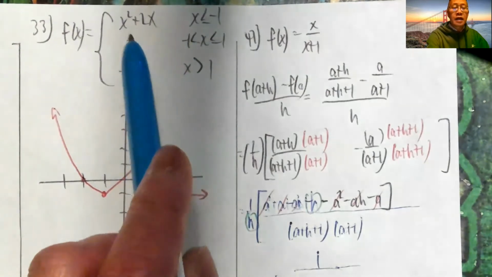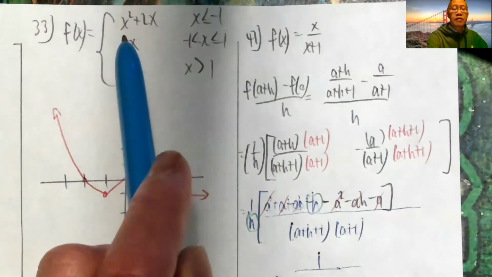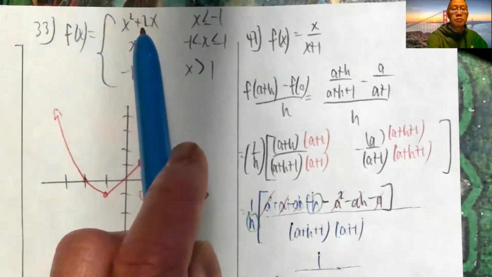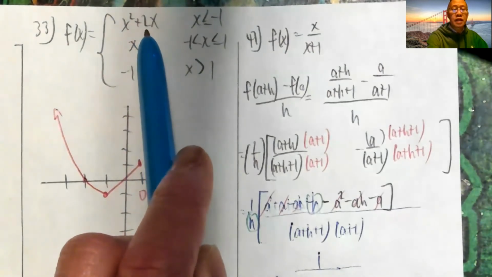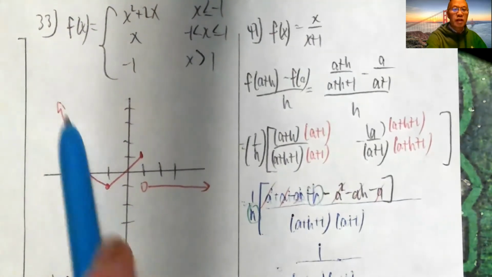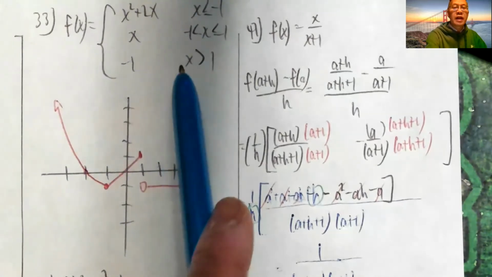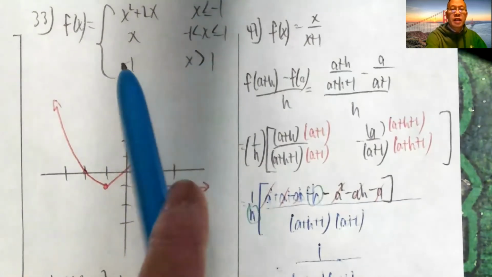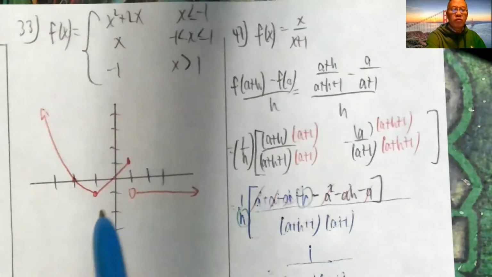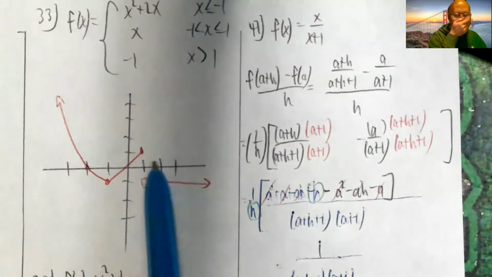Let's see, if you plug in -1, -1 squared is 1, plus 2 times -1 is -2, so it's -1. And I know it's parabolic, I'll just curve it like that. Okay, then x between -1 and 1. If I plug in -1, I actually get -1, so it's continuous right there. Goes like that. Excuse me.